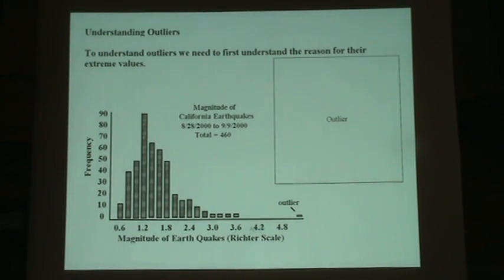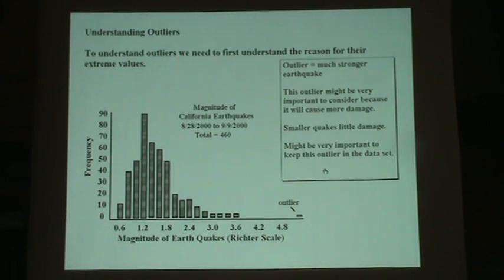Okay, well, we have one outlier, and it's only one earthquake, but it's way, way stronger than the others. This outlier may be very important to consider because a strong earthquake can cause a great deal of damage. Smaller earthquakes might not even be noticed. They may not be so significant.